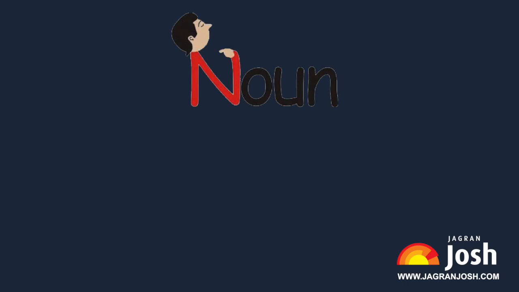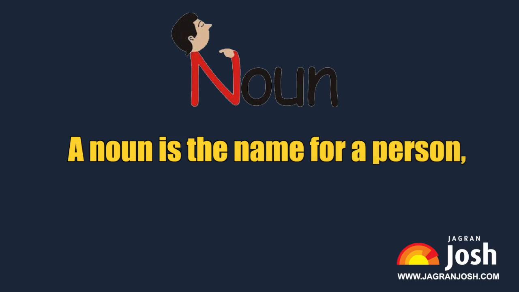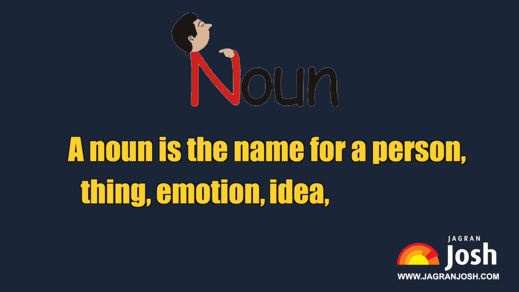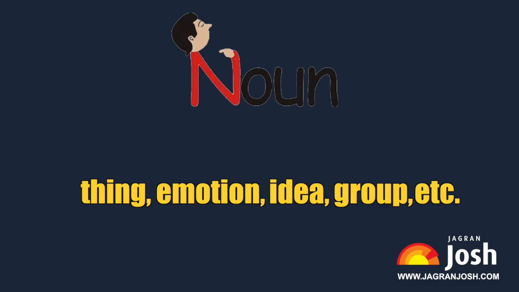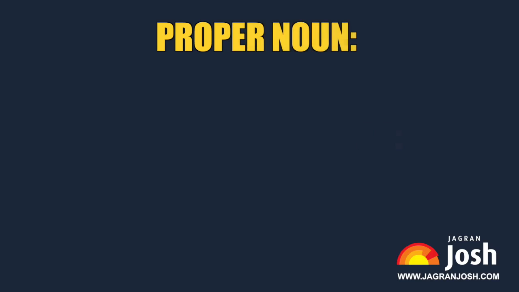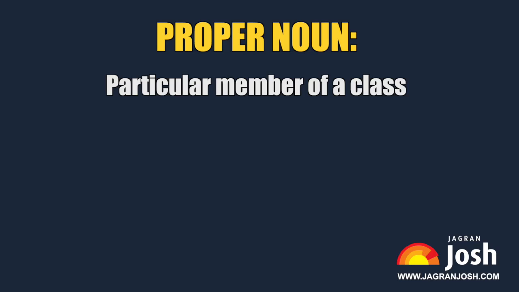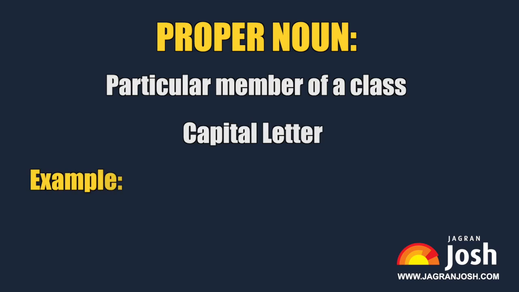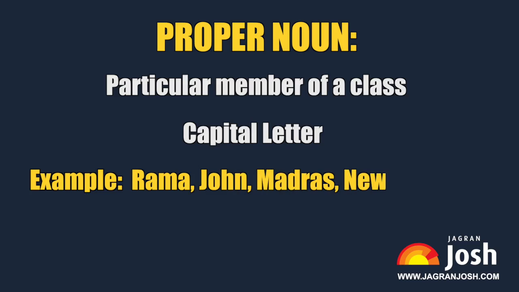Let us understand the first part of speech, noun. A noun is the name of a person, thing, emotion, idea, group, etc. There are 4 types of nouns. Proper noun. A proper noun is the name for one particular member of a class and usually starts with a capital letter. Examples: Rama, John, Madras, New York, etc.